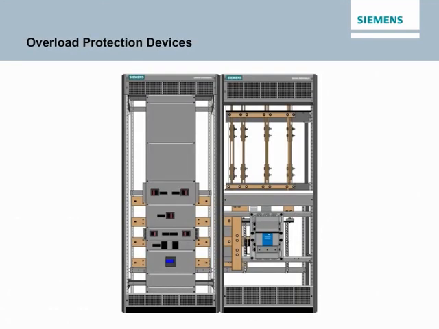Components that must be available to the operator are mounted on the front of the switchboard. This includes overload protection devices, such as circuit breakers and disconnect switches. These devices are mounted to the bus bars using straps connected to the line side of the devices.